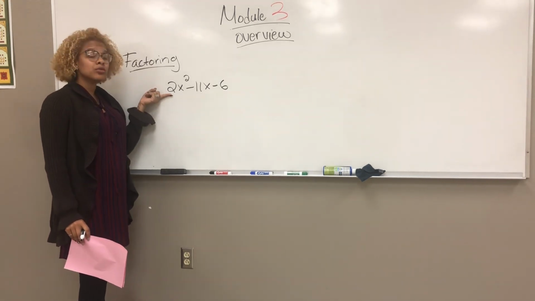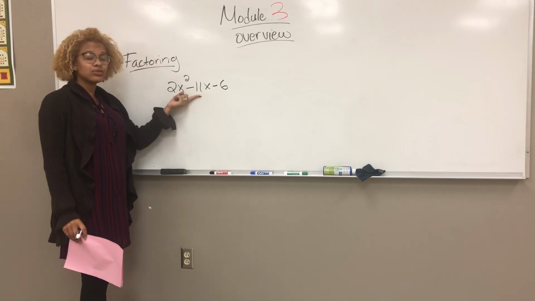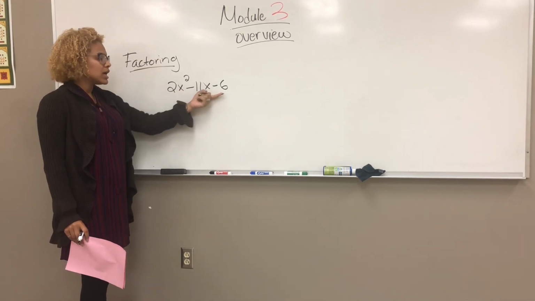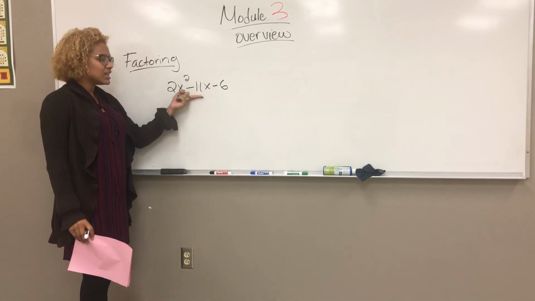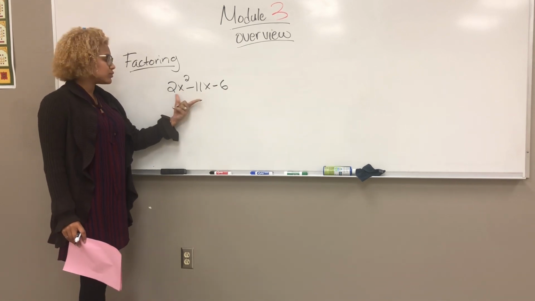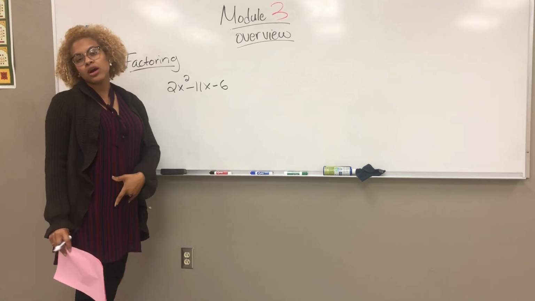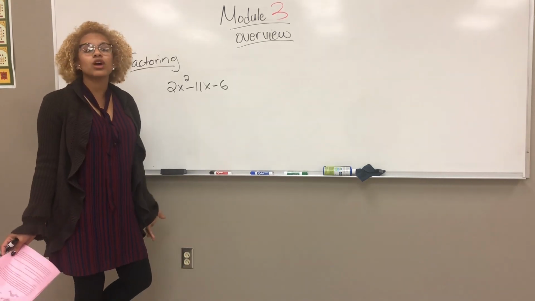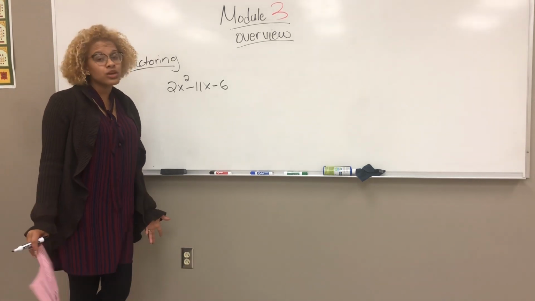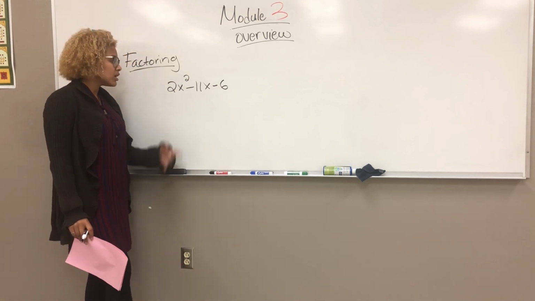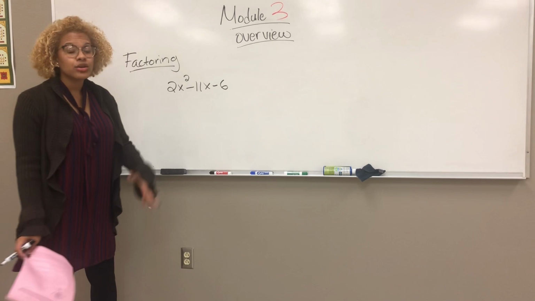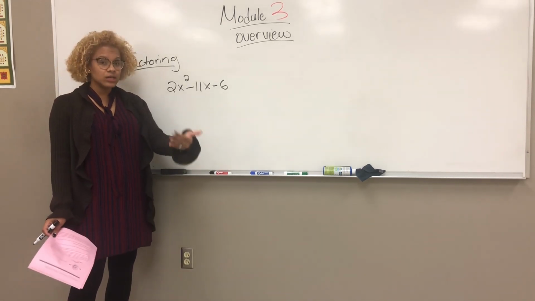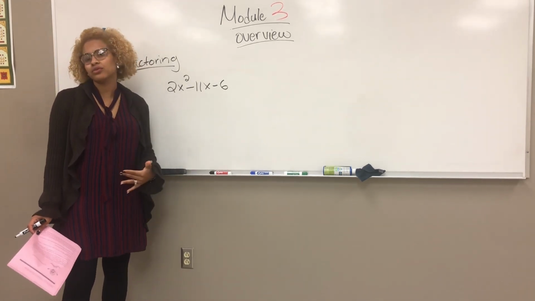2 is only divisible by 1 and 2. 11 is only divisible by 1 and 11. And 6 by 1 and 6 and 2 and 3. The 11 does not have something in common with 2 and 6. So we're going to move on, and it does not have a greatest common factor. Then the next question is, how many terms? It has 1, 2, 3 terms. Based on that, there are different options that you will see in the factoring flowchart.